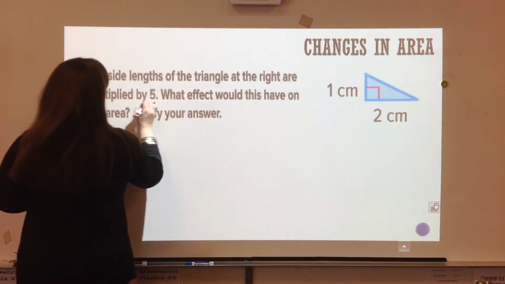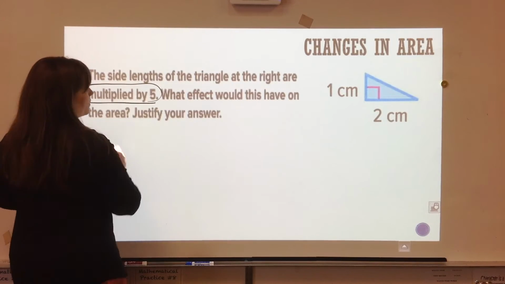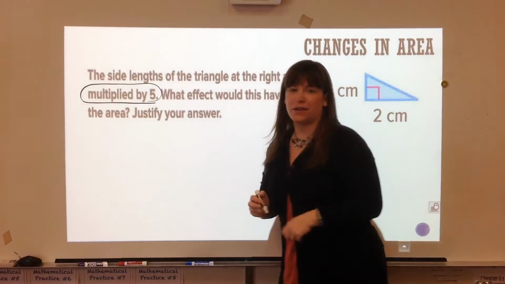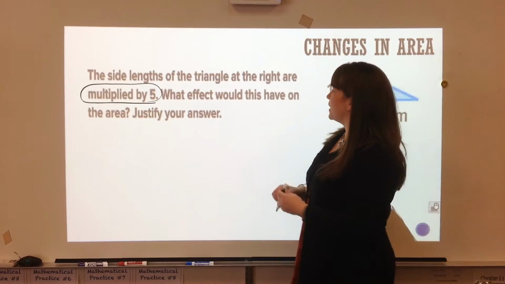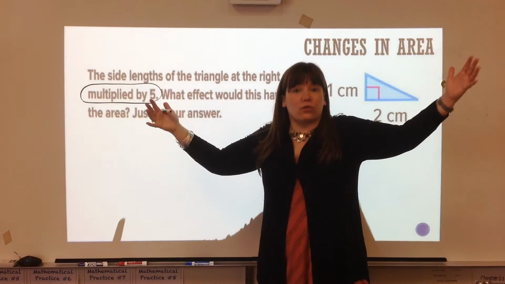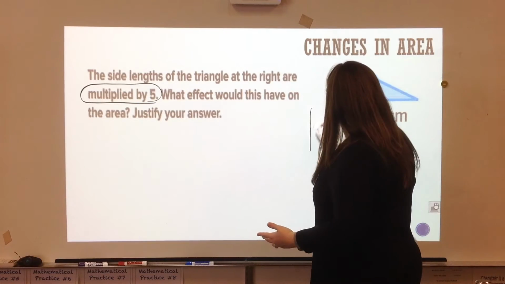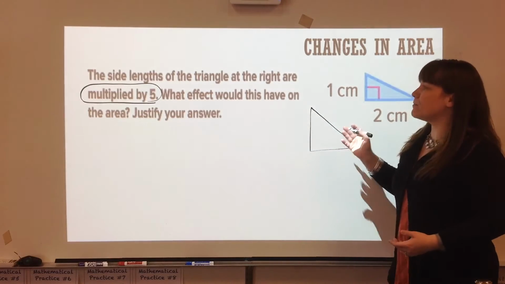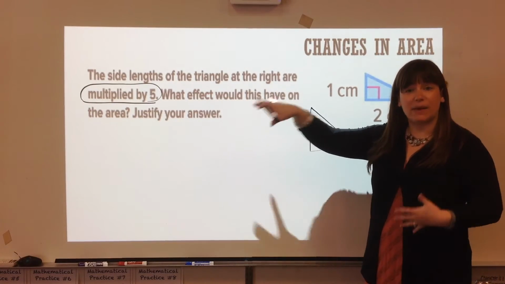I want you to underline that or circle that. That's important. What effect would this change have on the area, and justify? So we have to write that sentence. If we're multiplying by 5, the triangle is going to be bigger. So let's sketch out a right triangle. And if we were multiplying each side by 5, that's the pattern.